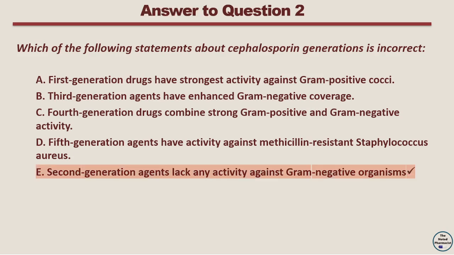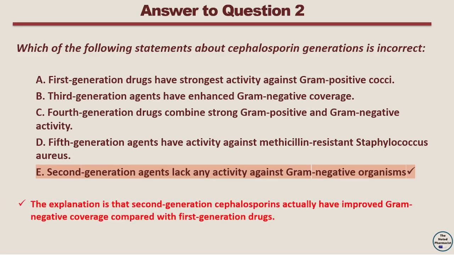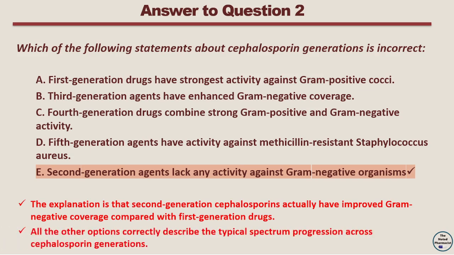The correct answer is Option E. Second-generation agents lack gram-negative activity. The explanation is that second-generation cephalosporins actually have improved gram-negative coverage compared with first-generation drugs. All the other options correctly describe the typical spectrum progression across cephalosporin generations.